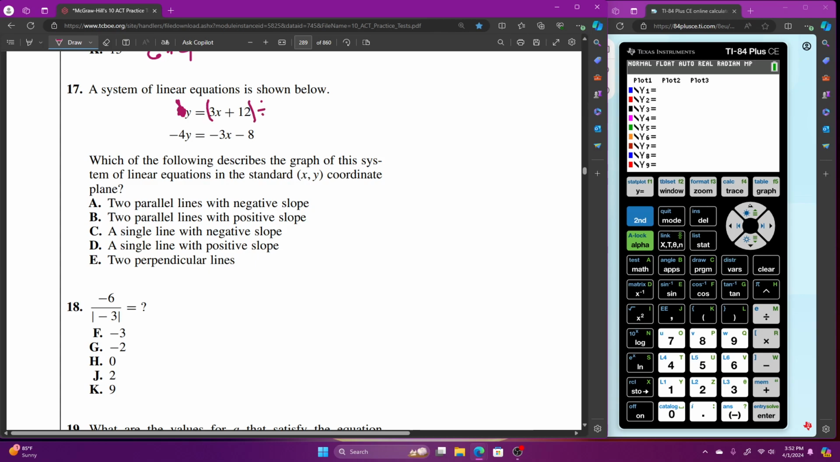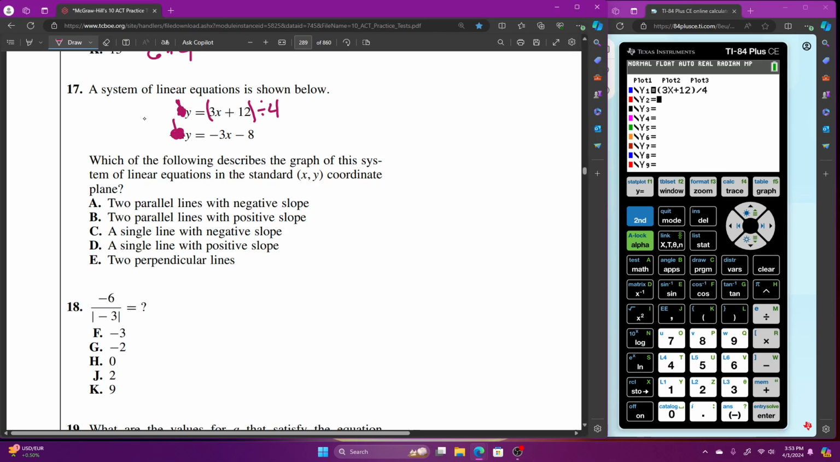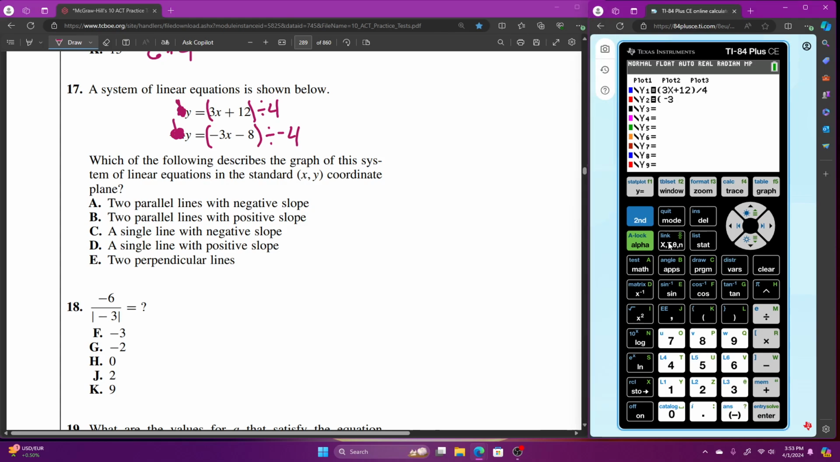And I'm going to divide this by 4. But I don't have to divide it. I can just leave it looking like that and put it in the calculator. 3x plus 12 divided by 4. And then the same thing for my other equation. I want to get the y by itself, so I've got to do what with the negative 4? Divide by it. Divide that by negative 4. Sneaky ninja 1. Divide this side of the equal sign by a negative 4. And we've kept it equivalent. And now we can type it in. Y equals negative 3x minus 8 divided by negative 4.